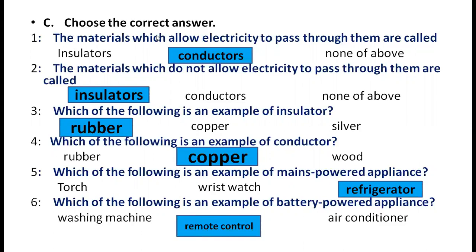In the first one, the materials which allow electricity to pass through them are called conductors. The materials which do not allow electricity to pass through them are called insulators. Which of the following is an example of an insulator? Rubber. Which of the following is an example of a conductor? Copper. Which of the following is an example of a mains power appliance? Refrigerator. And which of the following is an example of a battery powered appliance? Remote control.